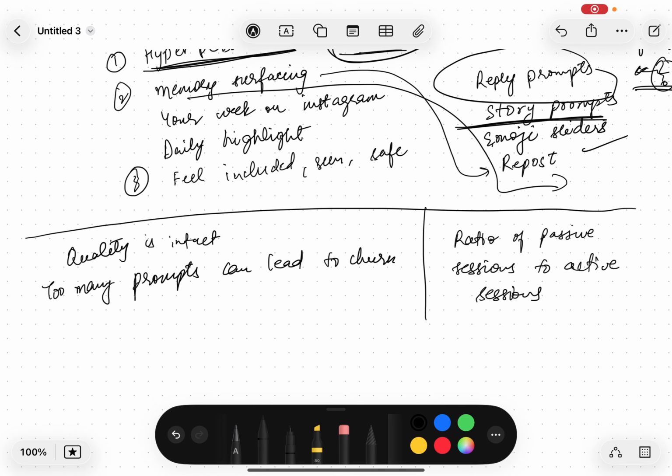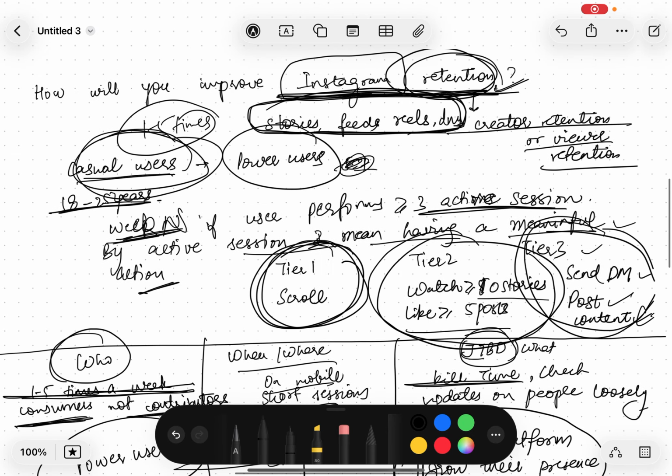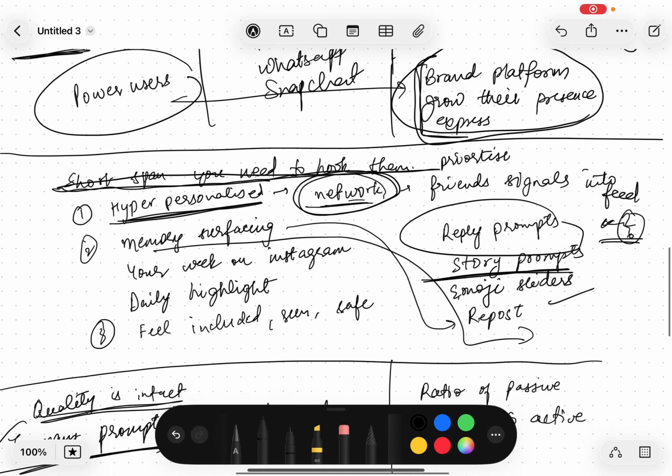Now coming to the metrics and the trade-offs. Metrics will be how many active sessions they are having, how many passive sessions they are having, and the ratio between them. The major trade-off I see is that the quality has to stay intact, because we are allowing these users who don't actively contribute, so we are giving them one tap solutions. Also, too many prompts can lead to churn, so that is another thing. And we have to ensure the quality of the platform. That's it for the solution, and then mostly I will summarize it.